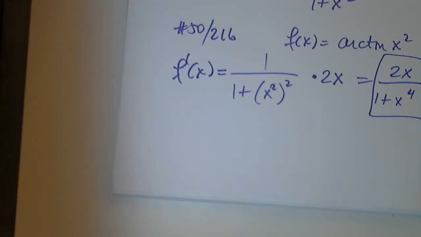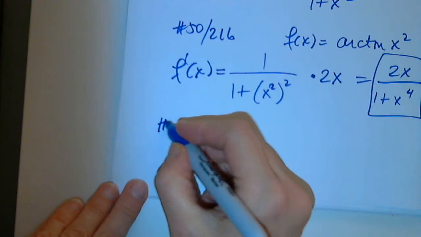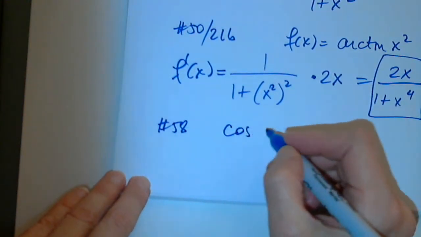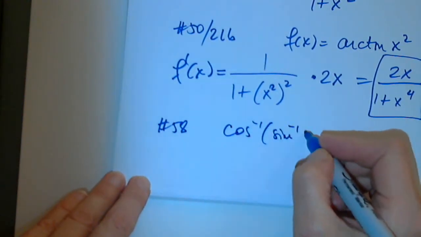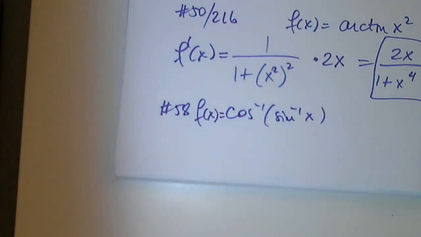Nothing changes from before. It's just that it's a new function that we are looking at. I think we should choose another. 58. We want to choose 58, cosine inverse of sine inverse x. I think I read it correctly. Yes, cosine inverse of sine inverse. Excellent. Perfect.